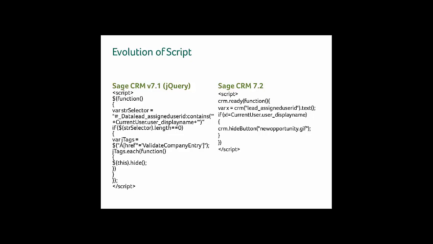If they're not the same, then what we're doing is going on to look for all of the hyperlinks which contain the string validate company entry again. And if that's the case, for each of the ones, they're applying onto that a function that will hide the particular tag that has been actually identified.